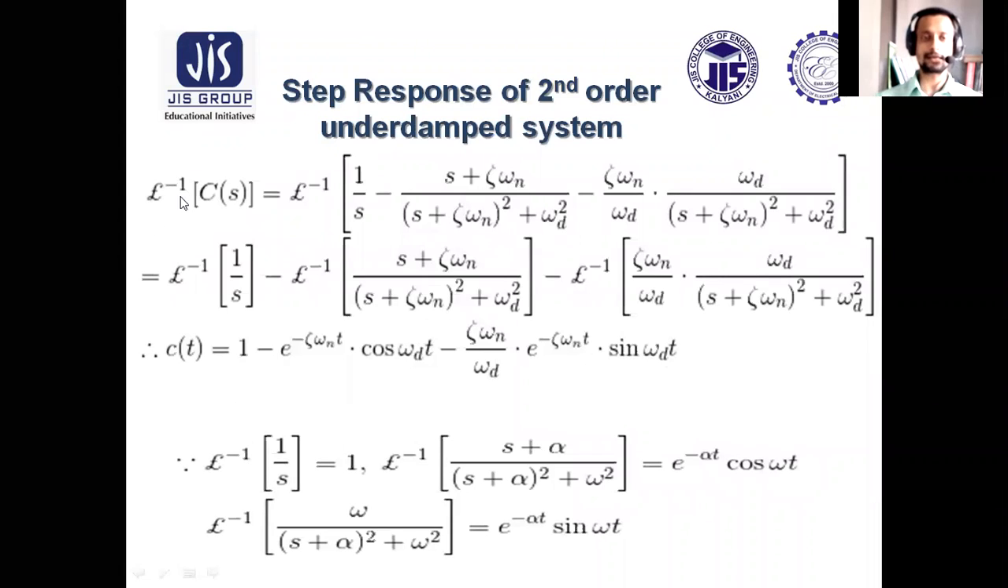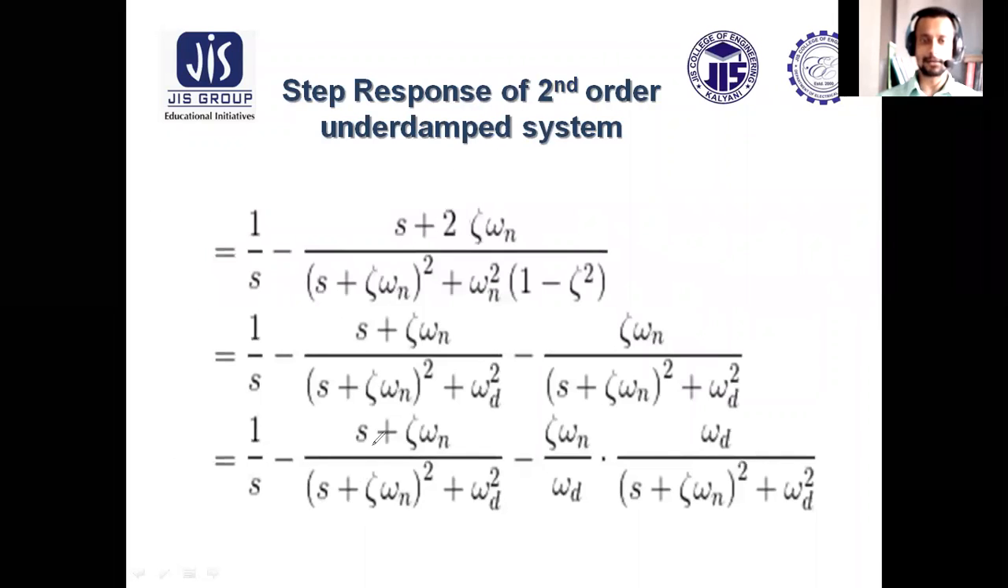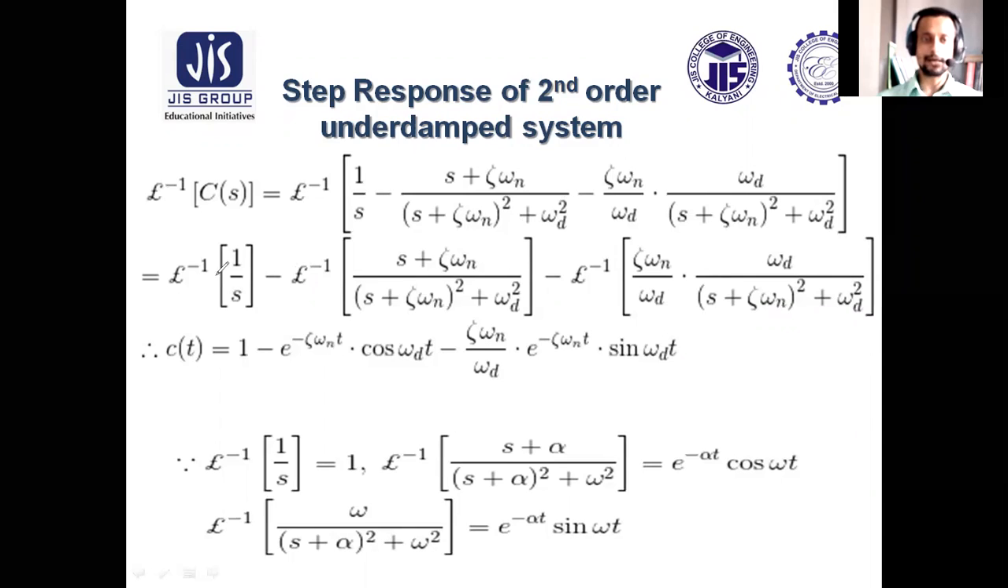Now let us perform inverse Laplace transform on both sides. So taking inverse Laplace on both sides, it will be like this. Inverse Laplace of this term is taken here. Now by linearity property of Laplace transformation, all this can be broken into parts. So L inverse of 1 by s, minus L inverse of (s plus zeta omega n) by this, minus L inverse of this term.